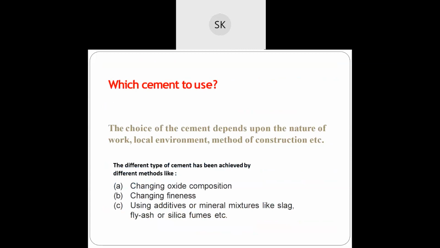Now, which cement to use? The choice of cement depends upon the nature of work, local environment, and method of construction. In the market, there are various types of cement. So, which one to use?